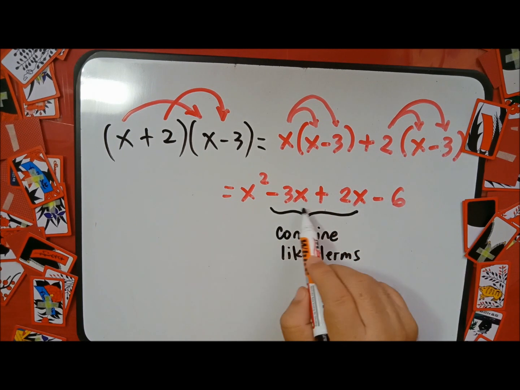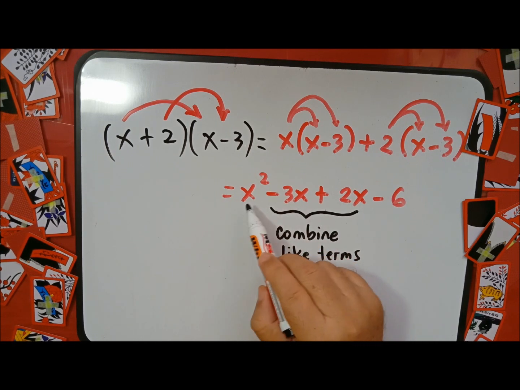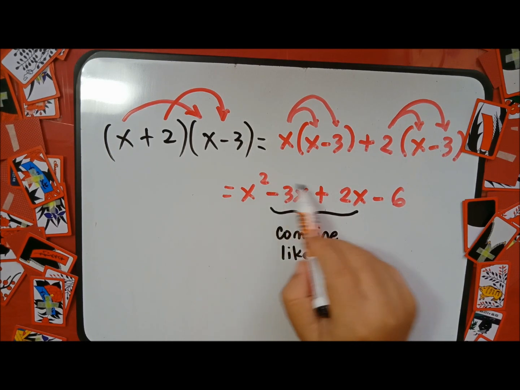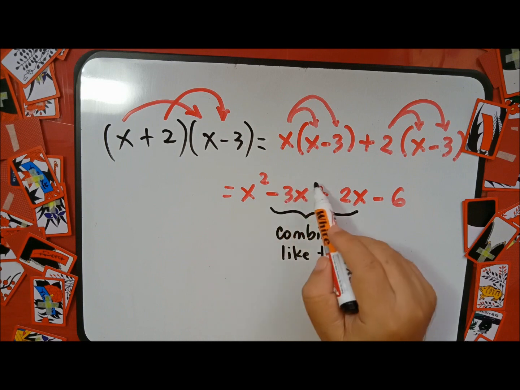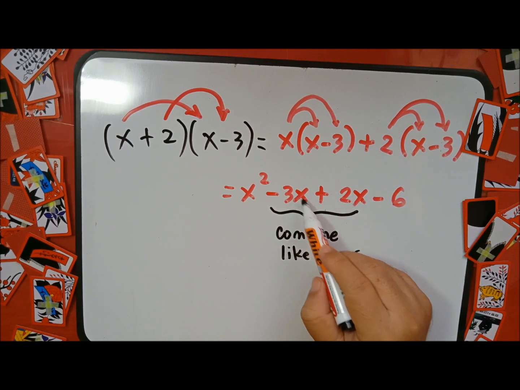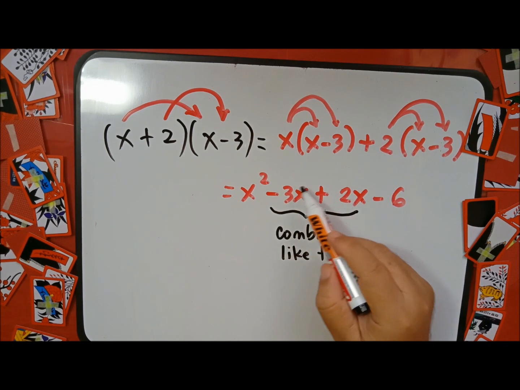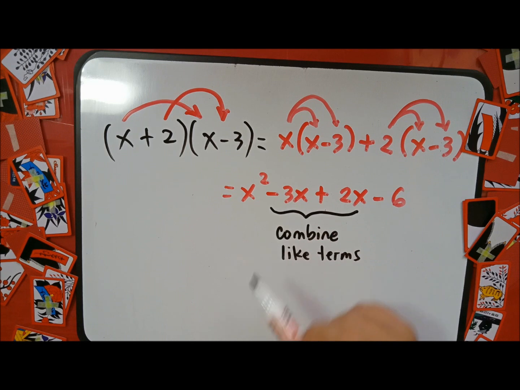How about this? They are not like terms. Why? Because they have the same variable but not the same exponents. This is 2, this is 1. So they are not similar. These two are similar. Same variable, same exponent. Regardless of the number, we are only considering the variable.